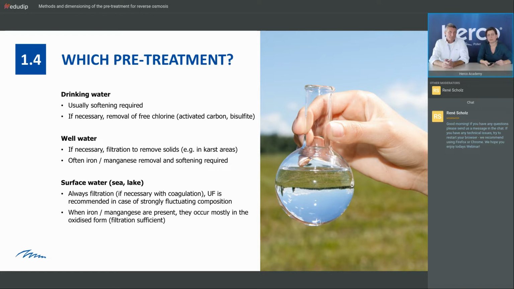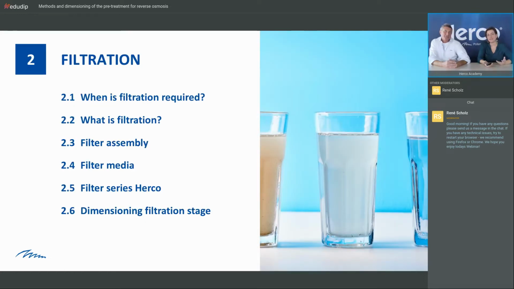Sometimes iron and manganese are present in surface water, but I think they're mostly oxidized. Yes, with surface water you have access to oxygen, which is not the case in well water, which comes from deep wells where no oxygen is available anymore. Exactly. And remember, we said in the last webinar that it's important to always measure iron and manganese in the reduced and the oxidized form, or let's say suspended and dissolved. So we'll start with the filtration.